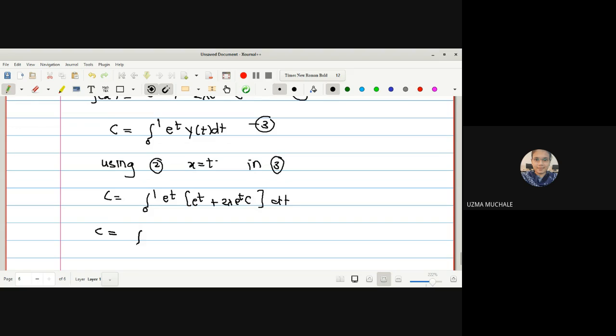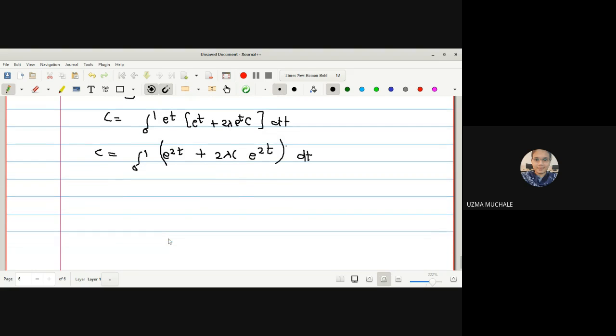C equals the integral from 0 to 1 of e^(2t), that is e^t into e^t, plus 2 lambda c, as it is, e^(2t) again. Okay, let me solve this integration. This integration is easy to solve, no?